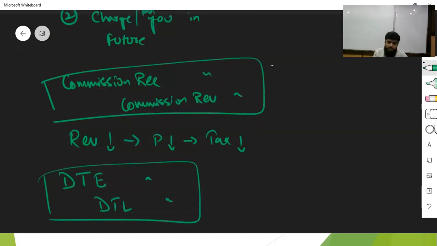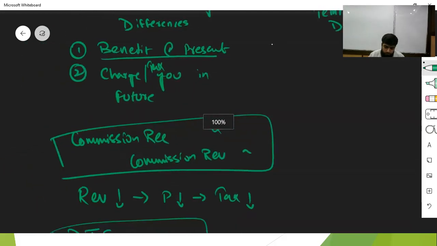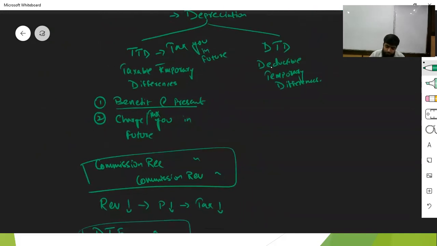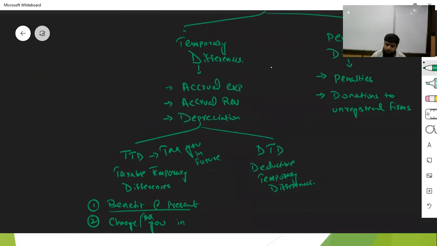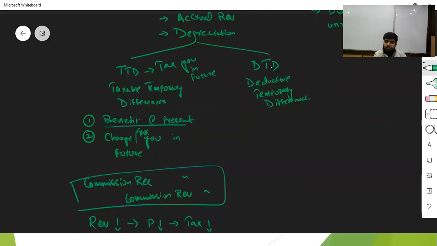What does it mean? Let me give you a summary of what we have discussed. If you're talking about differences, we have two different types: the temporary difference and the permanent difference. For temporary differences, examples might be accrued expenses, depreciation, and accrued revenue. Temporary differences can be divided in two: taxable temporary differences and deductible temporary differences.